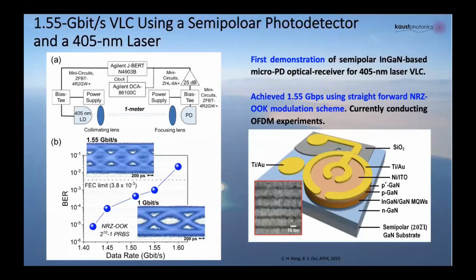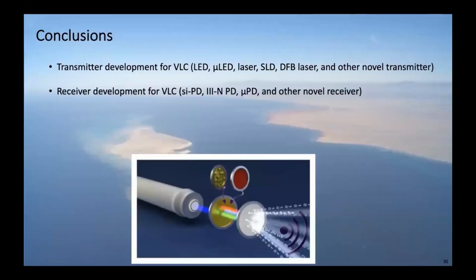Currently, we also make another type of photodetector, the micro PD array at 405 nanometers for VLC applications. And in this case, we use a simple OOK to get to 1.5 gigabit per second. This paper had just appeared in APEX not long ago.